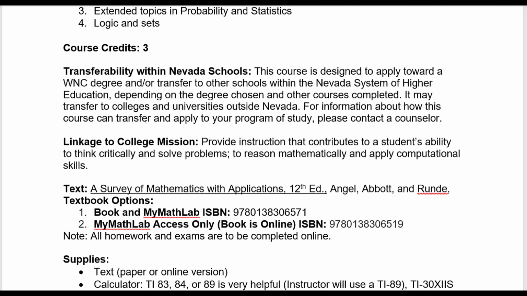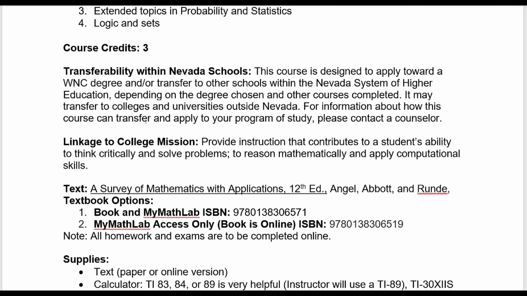Okay, it's a 3-credit course. Transferability within Nevada schools: this course is designed to apply toward a WNC degree and or transfer to other schools within the Nevada system of higher education, depending on the degree chosen or other courses completed. It may transfer to colleges and universities outside Nevada. For information about how this course can transfer and apply to your program of study, please contact a counselor.